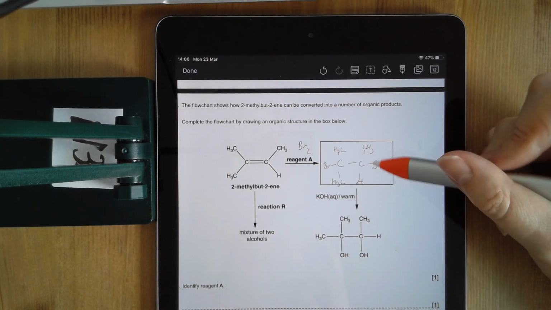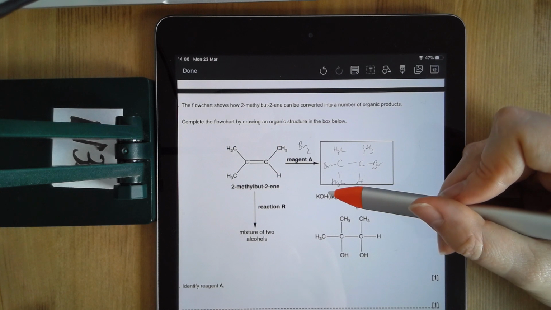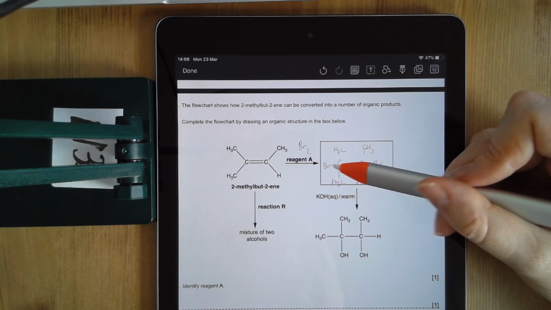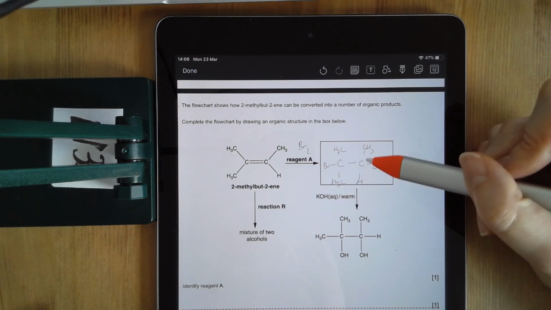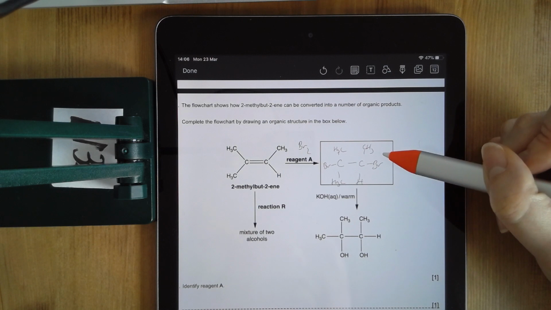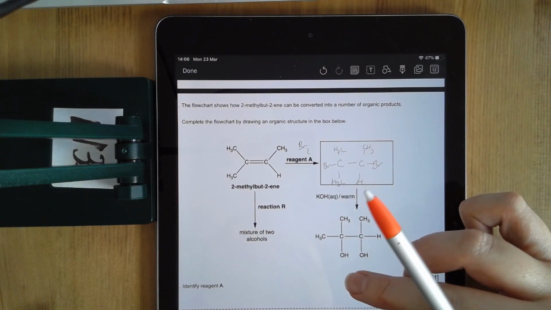With that as your intermediate, you can then react this with potassium hydroxide. The OH group is going to act as a nucleophile. It can attack this carbon, kick off the bromine and put in an OH. And similarly with this carbon, the OH minus will attack the carbon, kick off the bromine and put in an OH, which will give you your end product down here.